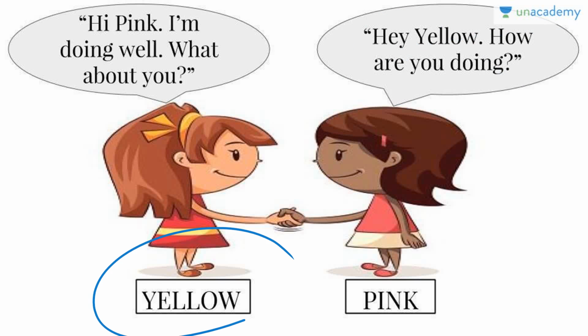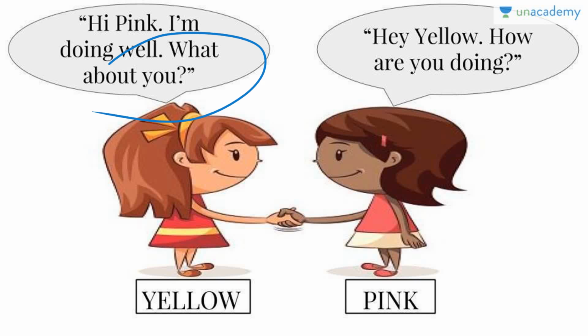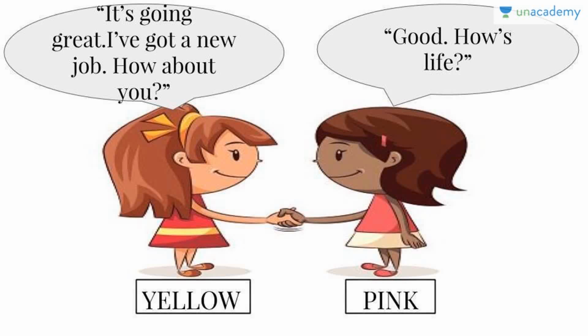So to this, Yellow replies, hi Pink, I am doing well. What about you? So here she is saying what about you to continue the conversation. Next, to this, she replies, good. How is life? So she has used a very brief word, good, and she says, how is life? So to this, Yellow replies, it's going great. I have got a new job.